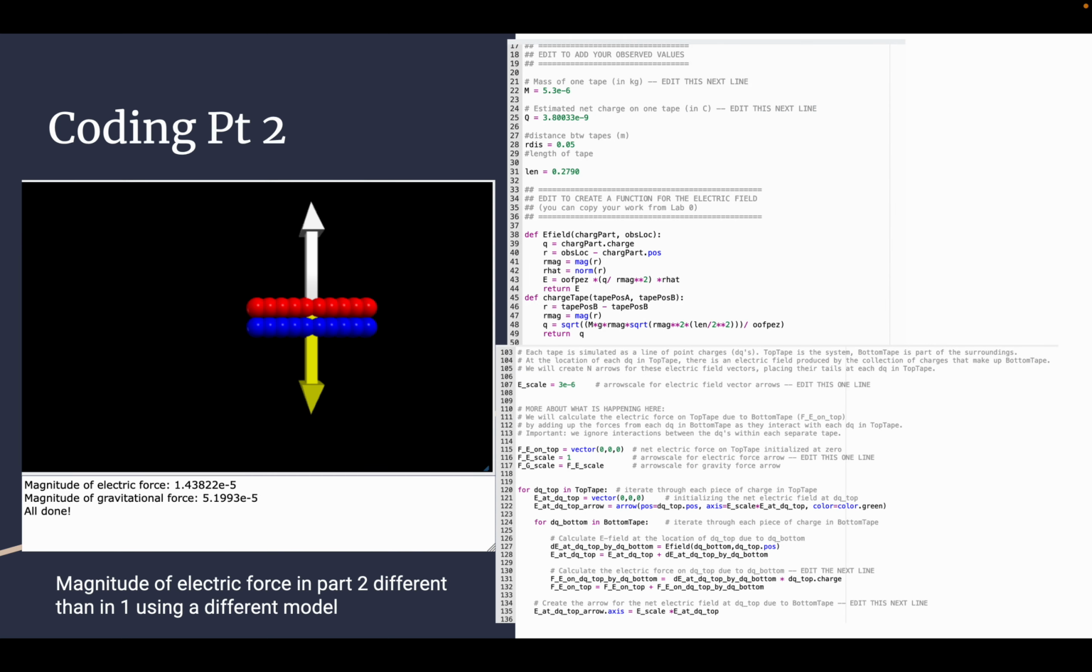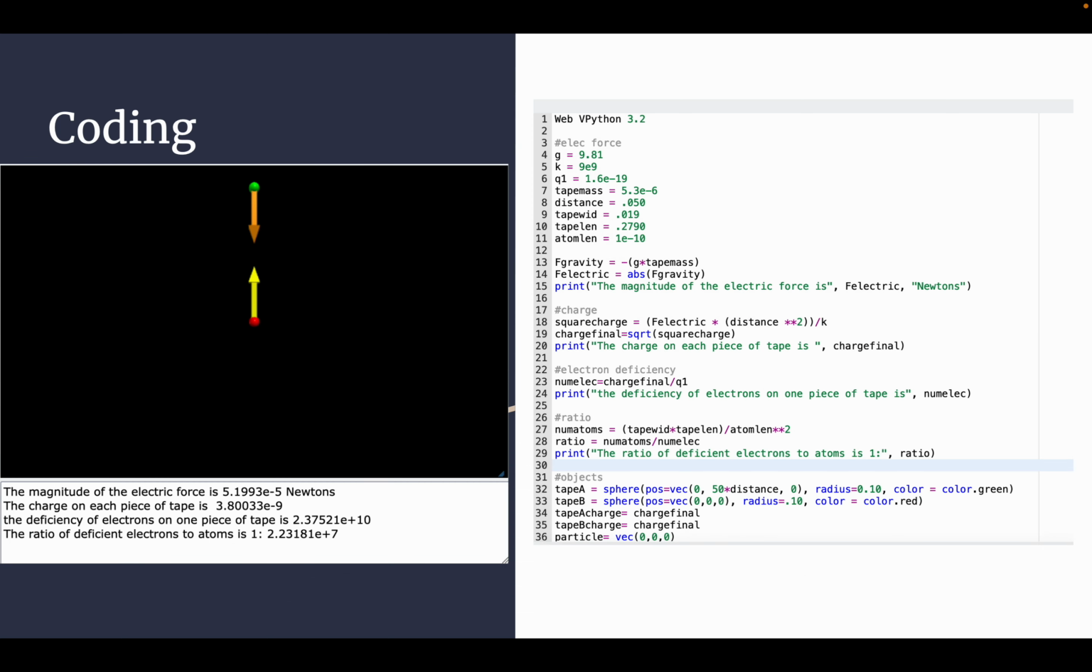Here's the code for part 2, where we now consider the charge as spread out across the tape instead of just being a singular point. These are the parts of the code that had to be changed with our own values and updated rather than just what was given to us. And as you can see here, the magnitude of the electric force was a little bit different than was initially calculated, as I'll discuss a little bit later. It's 1.43822e-5 here, and significantly more than that at 5.1993e-5 here.